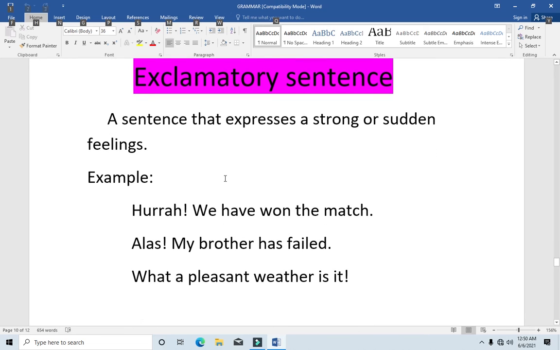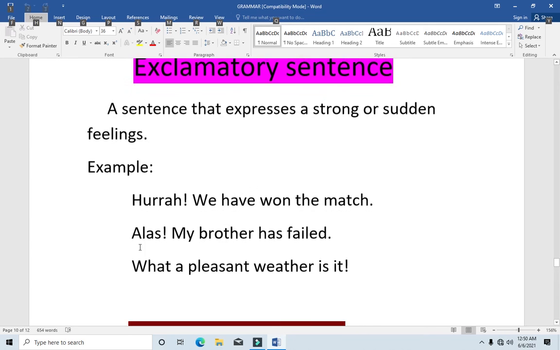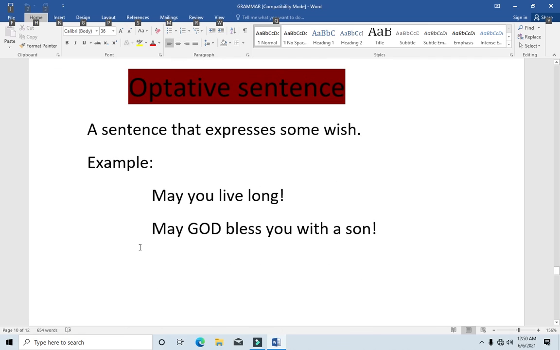Now the other topic is exclamatory sentence. Definition: a sentence that expresses strong or sudden feelings. For example, Hurrah, we have won the match. Alas, my brother has failed. And the other example, what a pleasant weather it is. So these are the examples of exclamatory sentences and they express strong or sudden feelings.